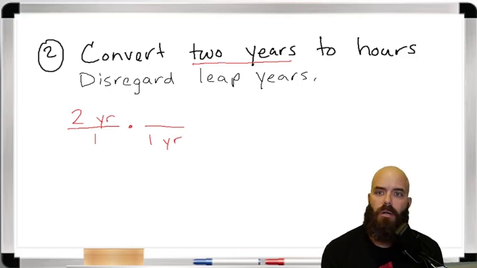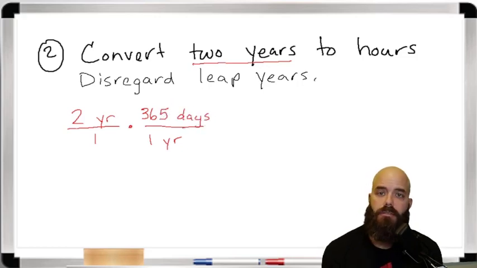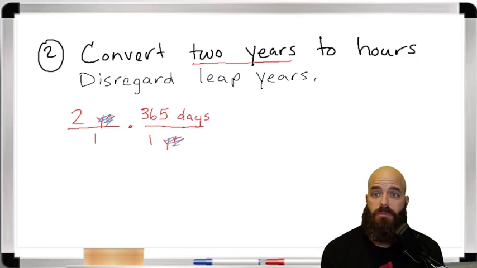Well, what comes to mind when you think of 1 year? What other unit of measure? 365 days. So in my numerator, I'm going to have 365 days. Okay? So I can go ahead, if I want, I can go ahead and cancel out my year unit. Now, well, if you multiply 2 times 365, that will be the number of days in 2 years. But remember, we're trying to get to how many hours are in 2 years.